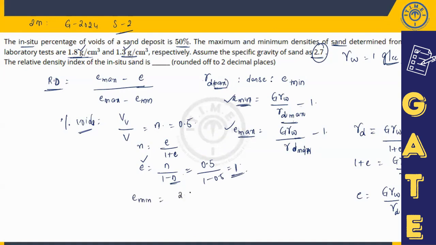We know G is 2.7 into gamma W 1 by gamma D max 1.8 minus 1. How much is the answer? 0.5. Very good. Because 2.7 by 1.8 is 1.5. e minimum is 0.5. Next, what is e maximum? That is again 2.7 into 1 by 1.3 minus 1. How much is it? How much is the value then?